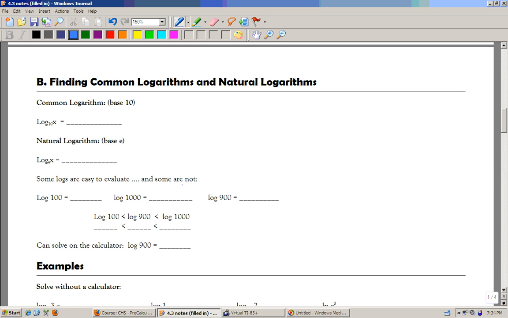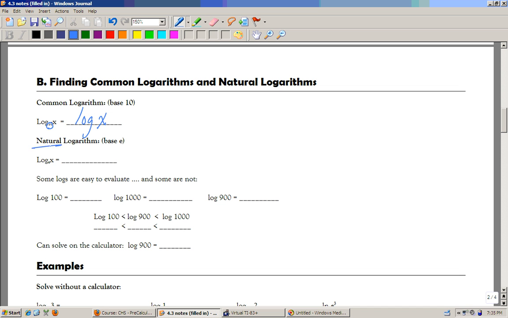Okay, we're still in section 4.3, section B, where we're doing a common log or a natural log. A common log is where you have base 10. So when you see a base of 10, it's like a square root sign. You don't have to put the little 2 in the corner. Same thing, if you have a common log with base 10, you don't actually have to write the base. It's naturally understood to be base 10.